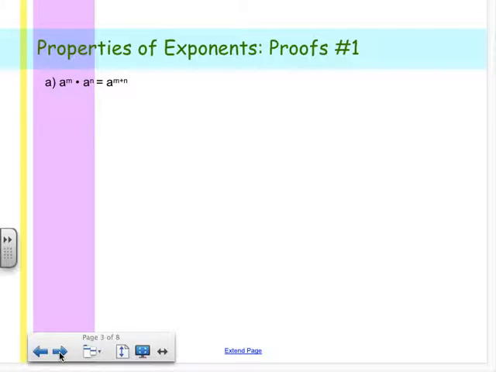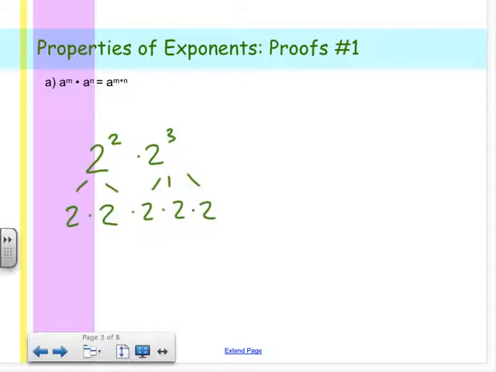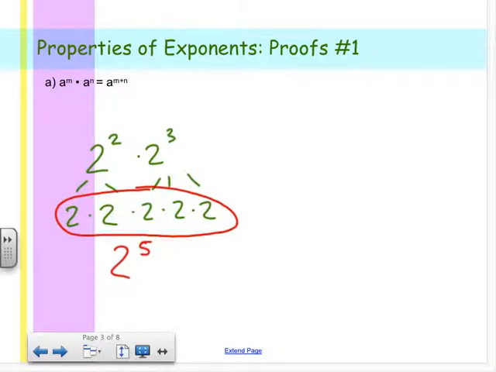For example, if I look at 2 to the second times 2 to the third, and I try to expand these, I'm going to write this 2 squared as 2 times 2. And I can multiply that by 2 to the third, which would be 2 times 2 times 2. Looking at those terms, if I combine these 5 and condense them down, what I'm really writing is 2 to the 5th. 2 to the 5th is saying 2 times itself 5 different times. 1, 2, 3, 4, 5. That would be 2 to the 5th.